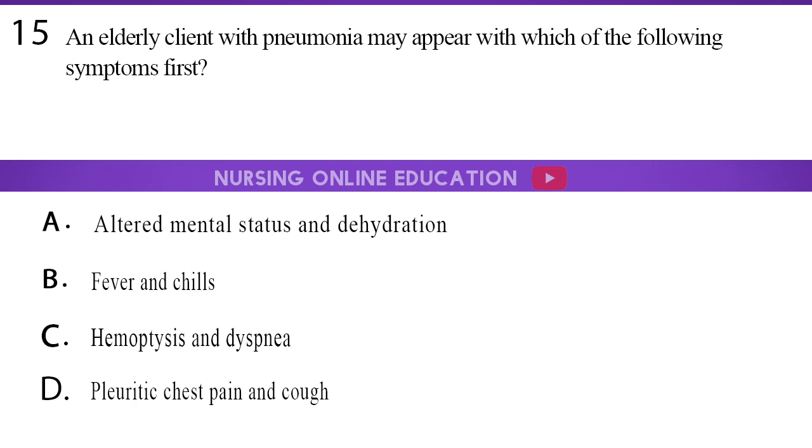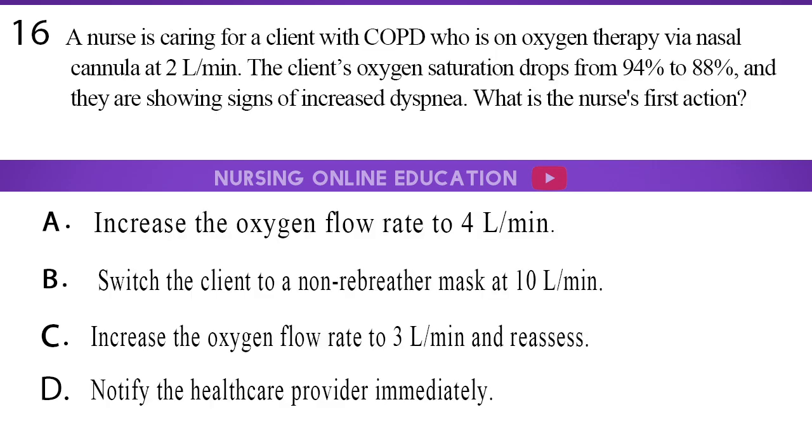A. Altered mental status and dehydration. B. Fever and chills. C. Hemoptysis and dyspnea. D. Pleuritic chest pain and cough. The answer is option A. Altered mental status and dehydration. 16. A nurse is caring for a client with COPD who is on oxygen therapy via nasal cannula at 2L/min.